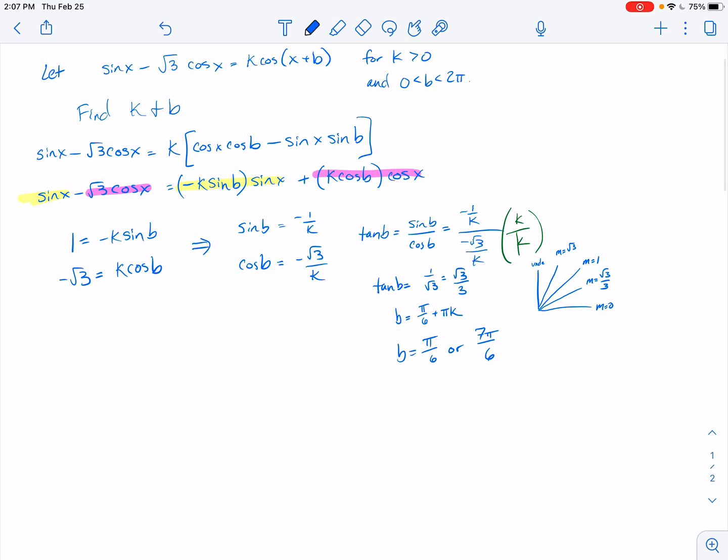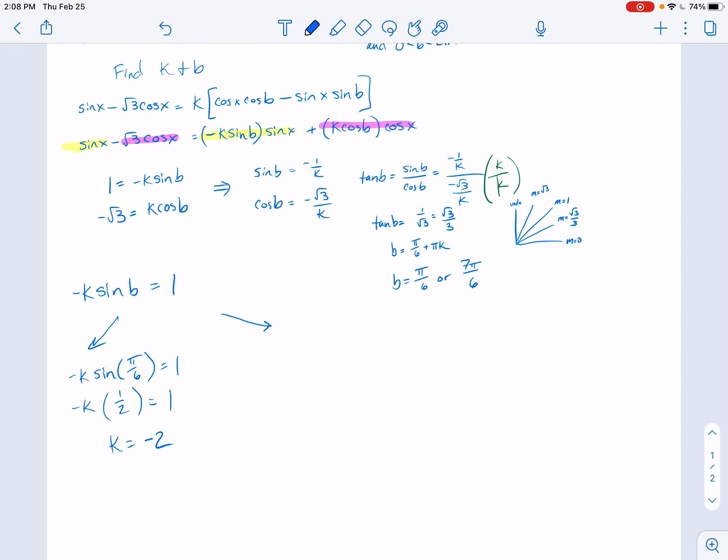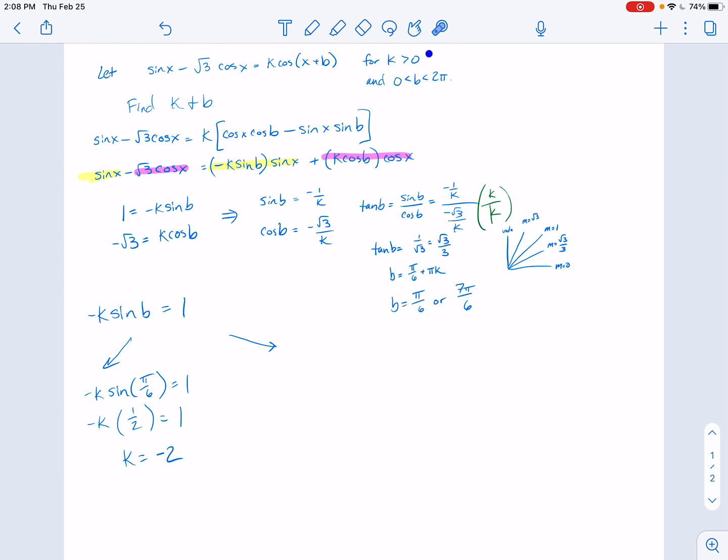So I have negative k sine of b is equal to positive 1. We're going to try both. Let b equal pi over 6. So negative k times sine of pi over 6 equals 1. Sine of pi over 6 is 1/2, so negative k times 1/2 is equal to 1. Multiply both sides by negative 2 to get k by itself, and I get k equals negative 2. But notice that one didn't work because we said that k had to be positive. So we don't want to use that one.